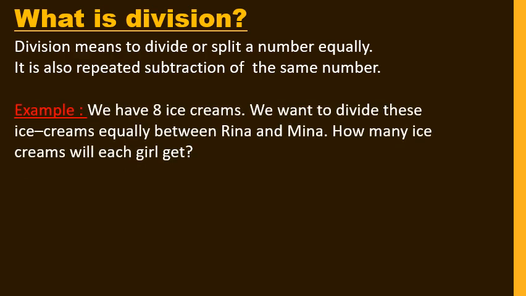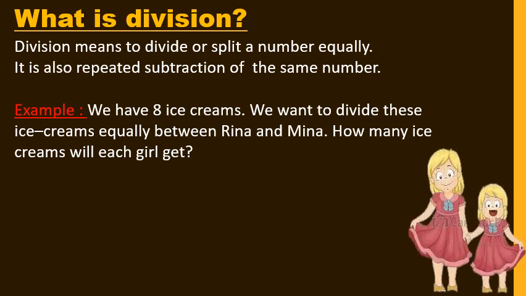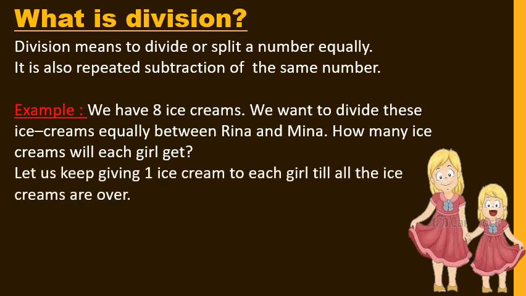We have 8 ice creams. We want to divide these ice creams equally between Reena and Meena. And then we need to find out how many ice creams will each girl get. Alright? So let us keep giving one ice cream to each girl till all the ice creams are over. Okay?